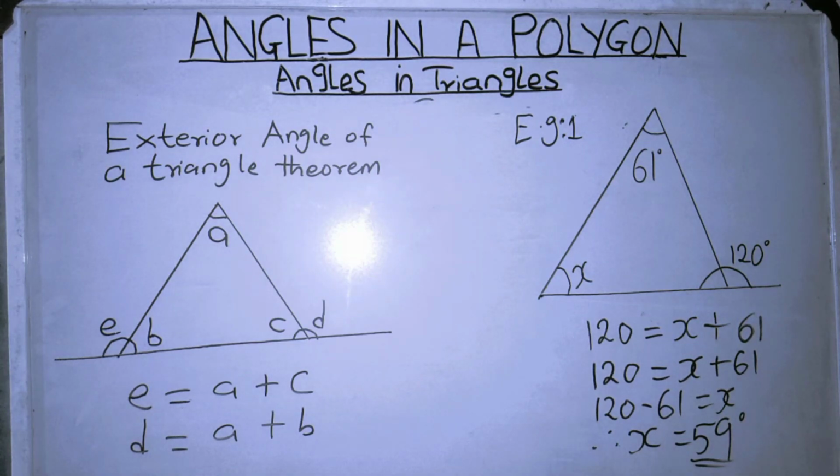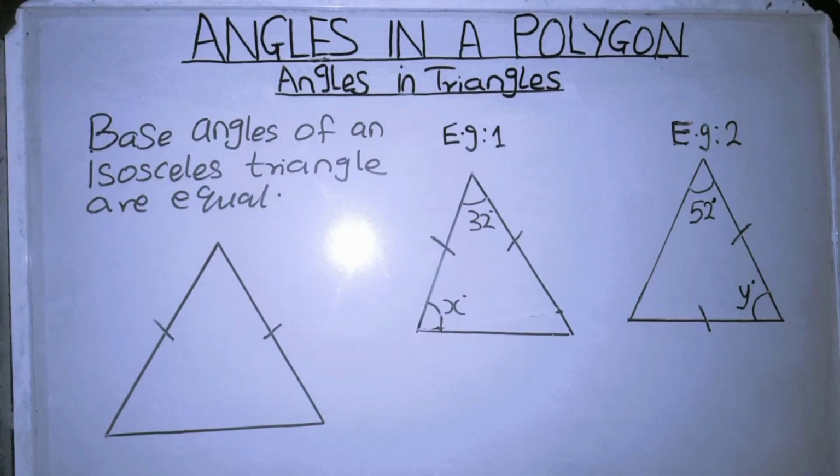All right, so let's take another aspect of it, which is the base angles of an isosceles triangle, which is another theorem that will be very, very important to your solving of angles, especially with respect to triangle. Let's get it done. Now we come to the last one we have for today, which is base angles of an isosceles triangle. What do you call an isosceles triangle?